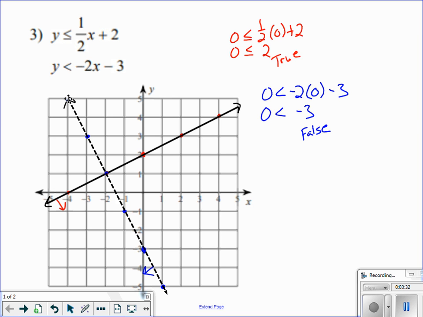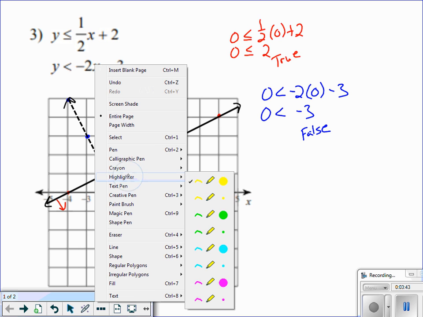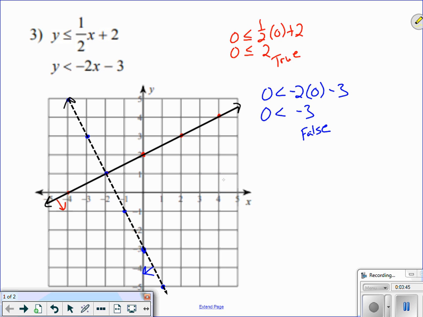Okay? So now we can go ahead and complete our shading. So we need to be kind of below the solid line, I guess you could say, and to the left of the dashed line. So we'll go ahead and shade that area. So we'd be shading this area right here. Would be our shaded area. Go ahead and shade that in. So again, any point in the shaded area would make both of those inequalities true.